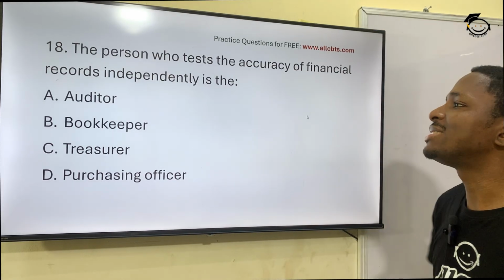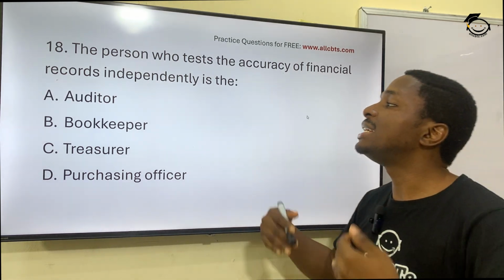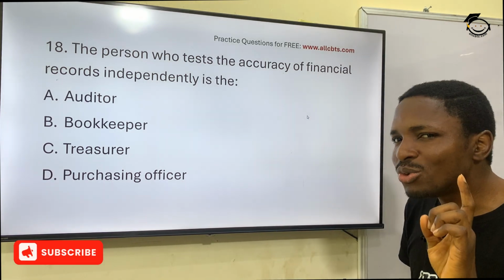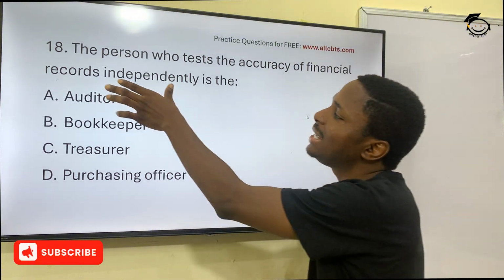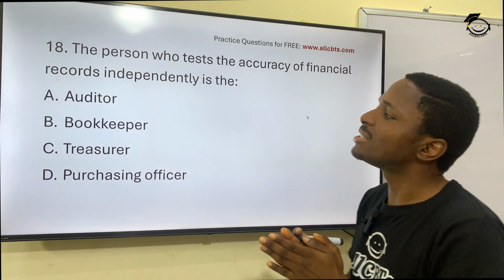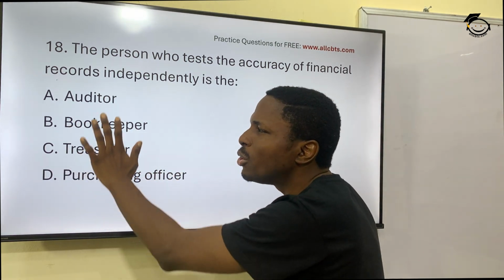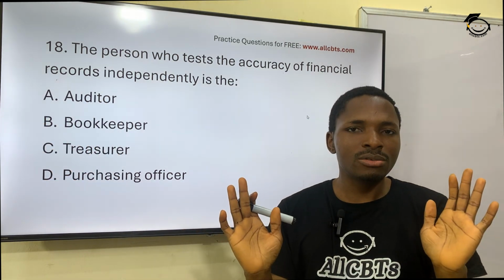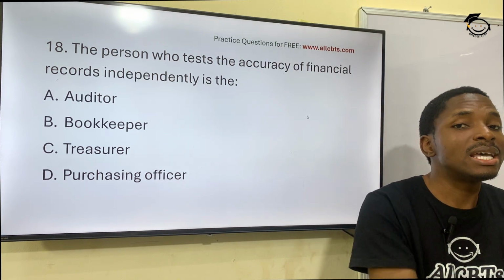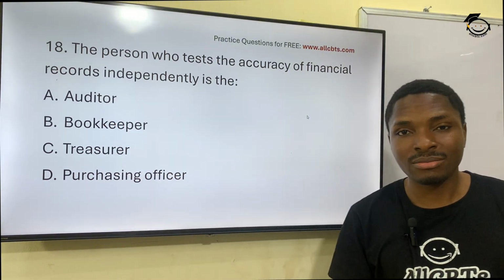So let's go straight into it. The person who tests the accuracy of financial transactions independently is a dash. Now, do you notice the word there? Striking word, independently. The one who tests the accuracy of financial transactions independently, meaning he doesn't consider the opinion of all the other persons in an organization. He tests it based on financial principles and policies of that organization. He's called a what? He's called an auditor.